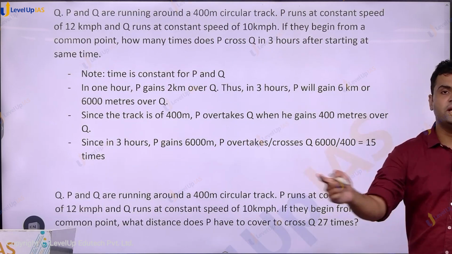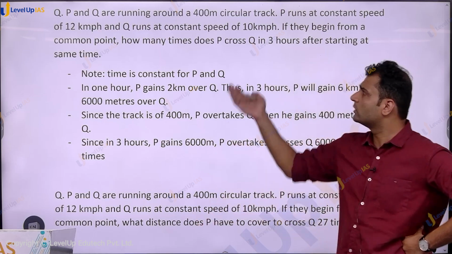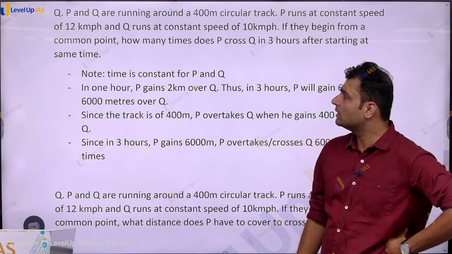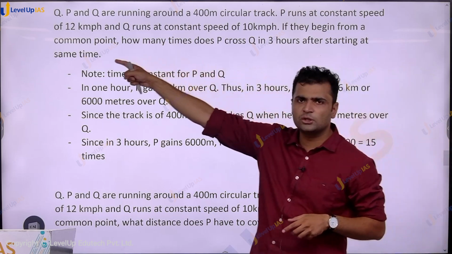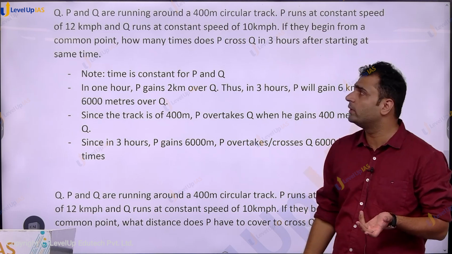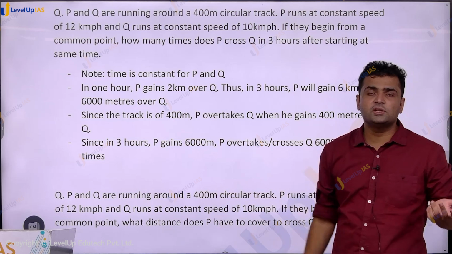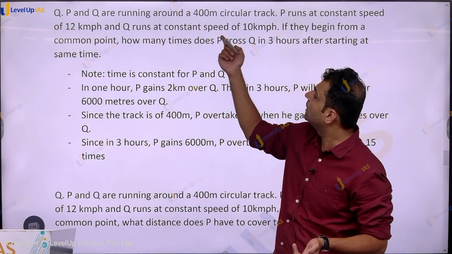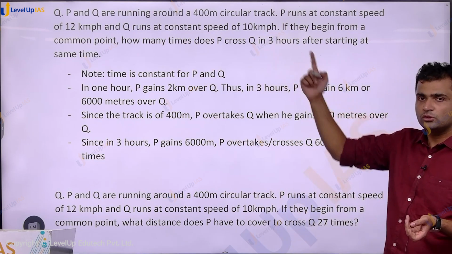Because crossing means one extra round, we basically need to find how many extra rounds P ran compared to Q. You can also find it this way: the track is 400 meters and the speed is 12 kilometers per hour. So how many rounds will P complete? In 3 hours, P will run 36 kilometers, because with the speed of 12 kilometers per hour, in 3 hours 36 kilometers will be covered by P. 36 kilometers is how many rounds? Because one round is 400 meters, 36 kilometers, which is 36,000 meters divided by 400 meters, is 90 rounds.